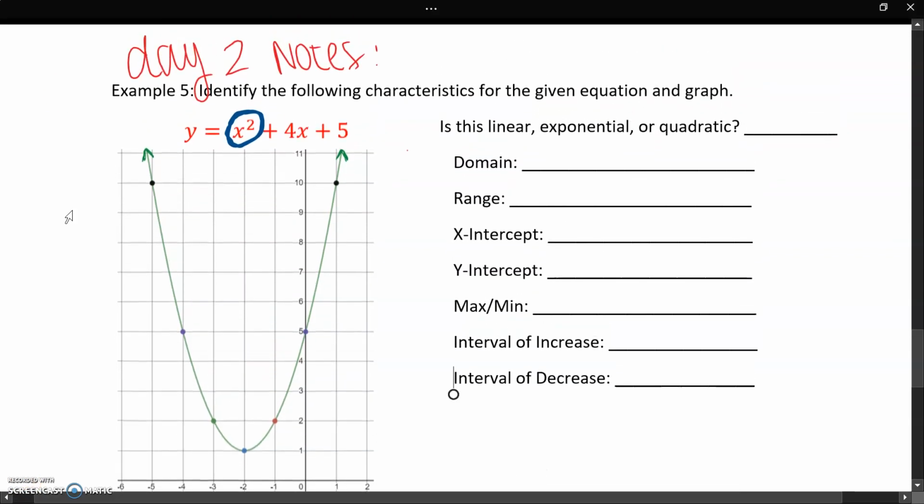We're going to start off with example 5, identifying whether this is linear, exponential, or quadratic. If you notice that our leading term is x squared, so I have a variable squared, that should let us know that our equation is a quadratic function.